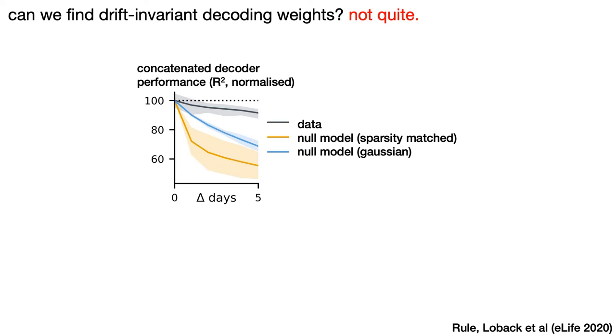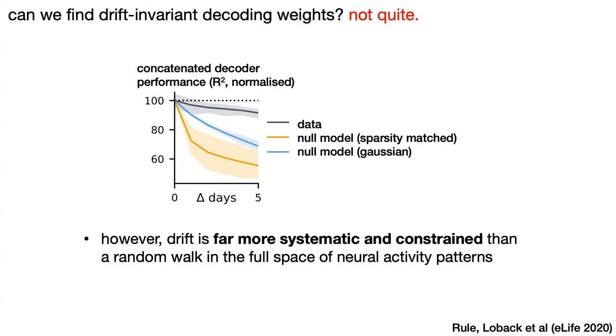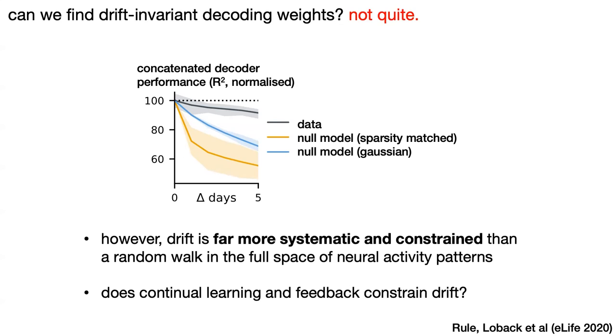So for example, if we had completely random drift, the decoding performance would degrade far more rapidly. So there's some sort of constraint, but it's not constrained into a perfectly linear subspace, right? So the drift is not occurring in the kernel of some linear decoder. It's not as nice as that. However, it is far more systematic and constrained than you'd expect by chance. And an obvious question then is, what's constraining it? Is it the behavior and the continual learning that the animal's doing that's constraining where this neural activity resides? We'd expect it to be.